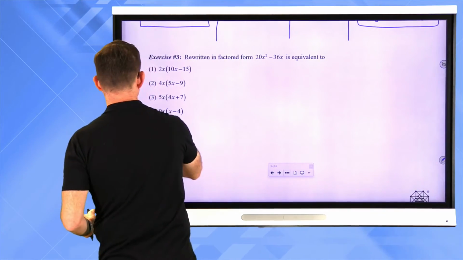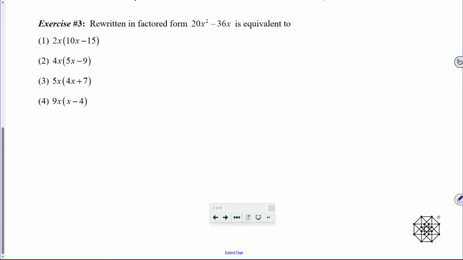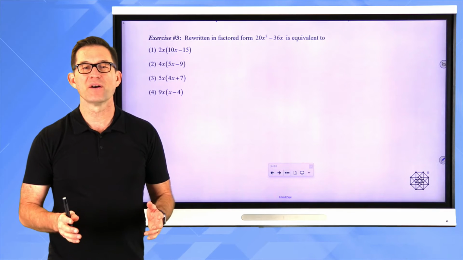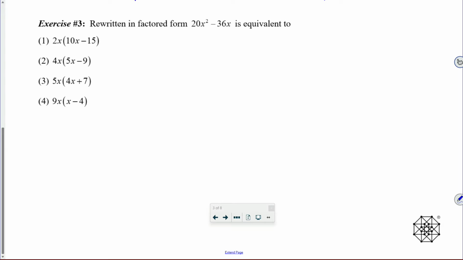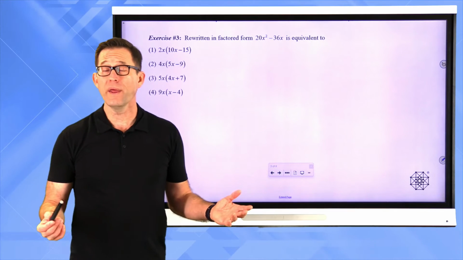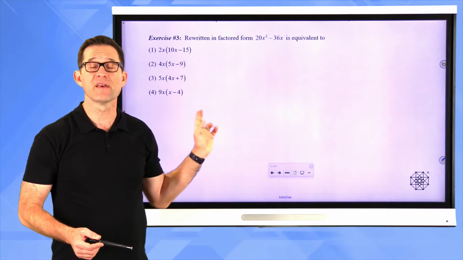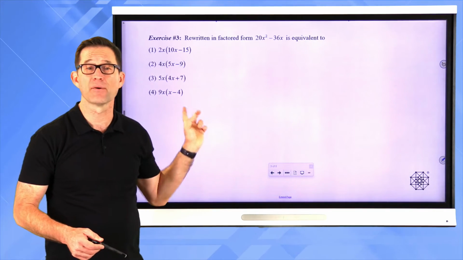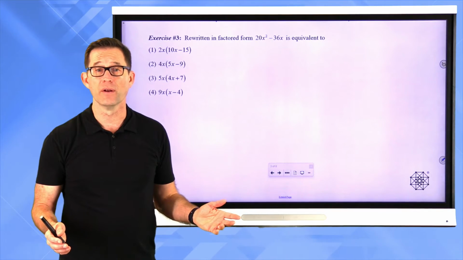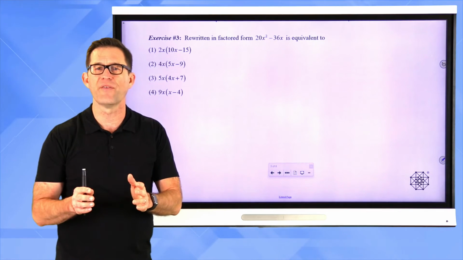Bring this up here, and let's take a look at exercise number 3. Rewritten in factored form, 20x squared minus 36x is equivalent to which of the following? All right, pause the video now and see if you can figure out what the correct choice is. All right, well, one way to do this, by the way, is instead of factoring, you could write each one of these things out after you've distributed whatever that number or expression is outside of the parentheses. That's a fine way to do it, right? And then that will tell you which one's equivalent to this. But let's go in the direction of doing the factoring instead.